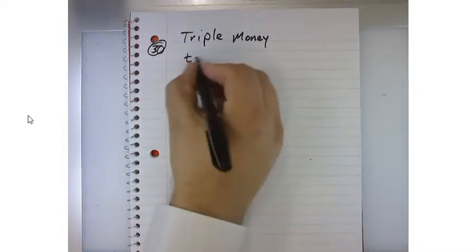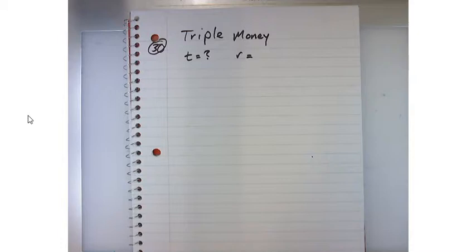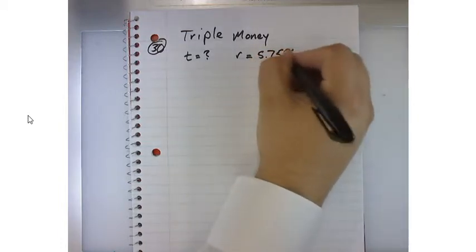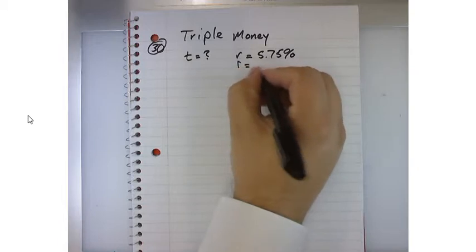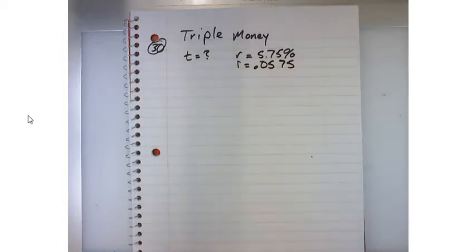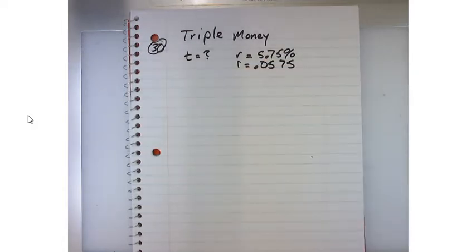Tripling your money. So this is just like all the other ones, except it is a little different. We want to figure out how long it takes to triple our money. And again, the rate, for problem number 30, is 5.75%. So if we write that as a decimal, it's 0.0575, because we just move the decimal point 2 places to the left. And now let's read it out loud.